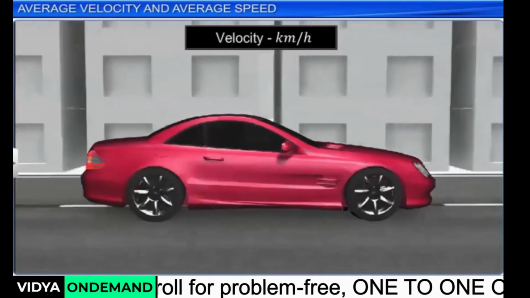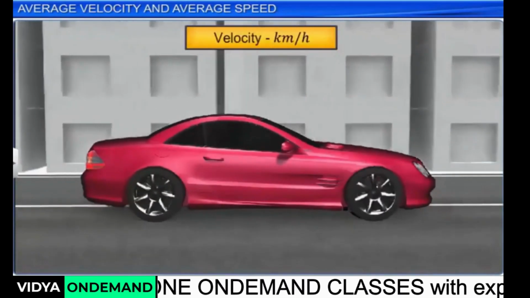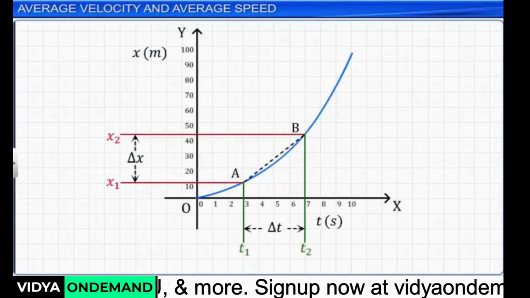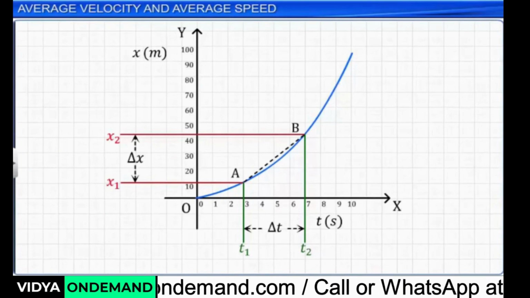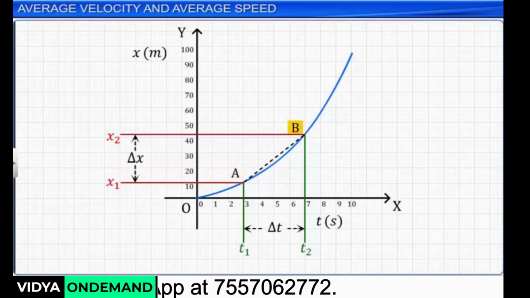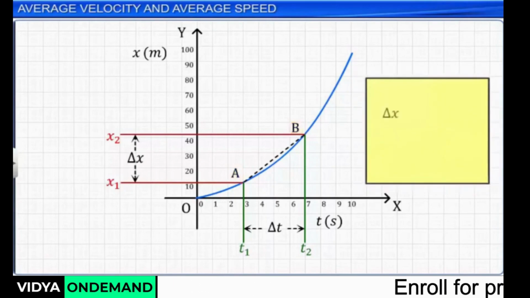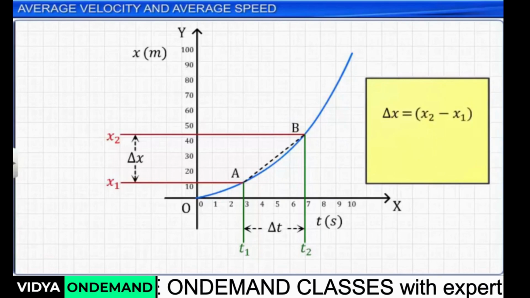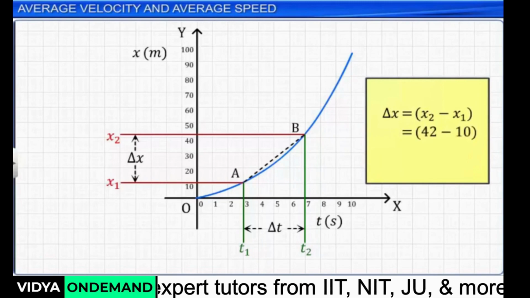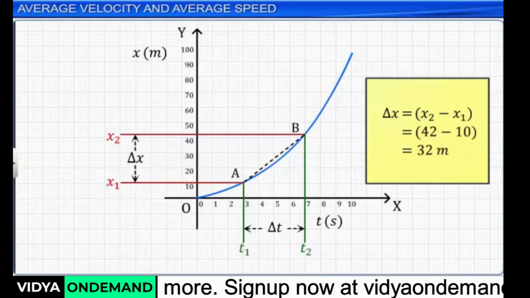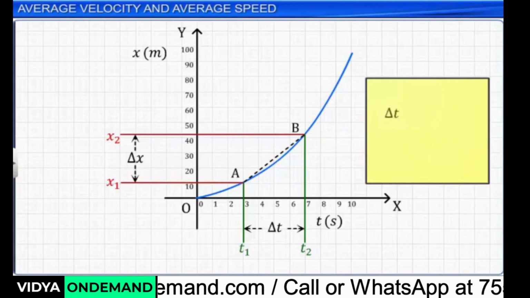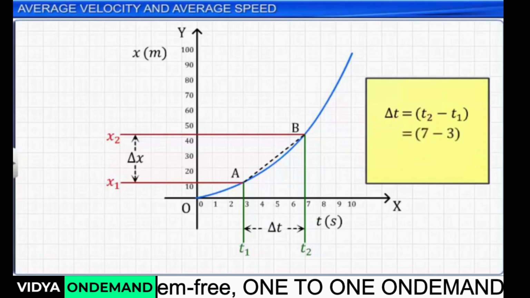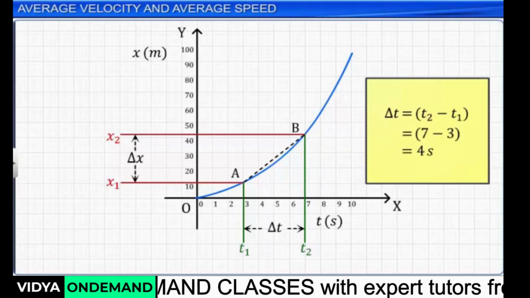Let us take the readings from the graph and calculate the average velocity of the body from point A to point B. Delta x is equal to x2 minus x1 is equal to 42 minus 10 is equal to 32 meters. Delta t is equal to t2 minus t1 is equal to 7 minus 3 is equal to 4 seconds. V bar is equal to 32 by 4, which is equal to 8 meters per second.